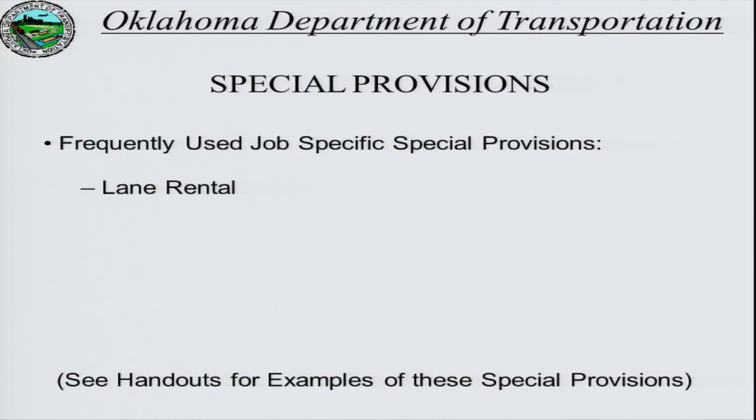All right, let's talk about some of these job specific special provisions. A lot of them that we use frequently, and you should have some handouts in front of you. I gave you some examples of what we use in a lot of our projects, and let's talk about some of these briefly. So, they may not apply to you directly as a subcontractor, but you need to know how it's affecting the prime contractor on that job. And a lot of these, some we use frequently in our proposals and contracts. The first one there is a lane rental.